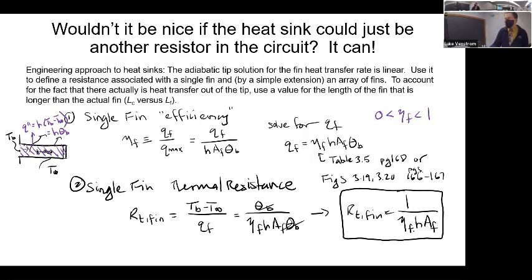So if you look at this, it looks kind of like a convection resistance, right? It has 1 over h times an area, but there's this extra term, this fin efficiency. That accounts for the fact that there's more going on here than just the convection. There's also conduction on the inside of the fin material, but we lump it all into this fin efficiency. That's a single fin, okay?